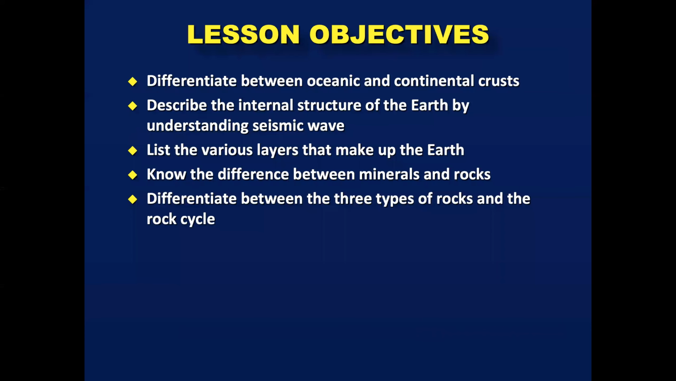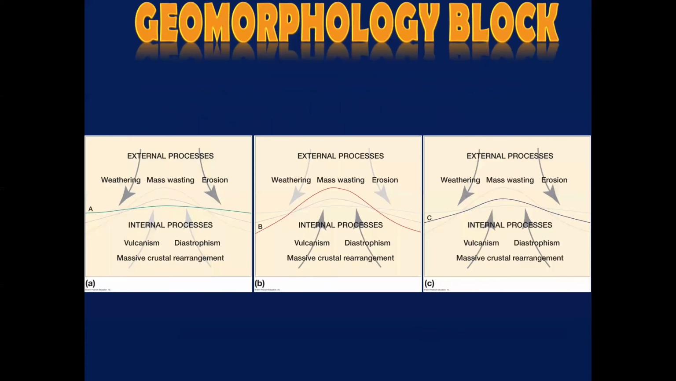So these are the lesson objectives for the week, 5 of them. And so the geomorphology block really addresses internal versus external processes. So these next 2 lessons, this one and the following one, really address this. And then we get into how all that built up land then gets eroded away. So that's the sort of continual building and destruction of land and land forms and landscapes over time.